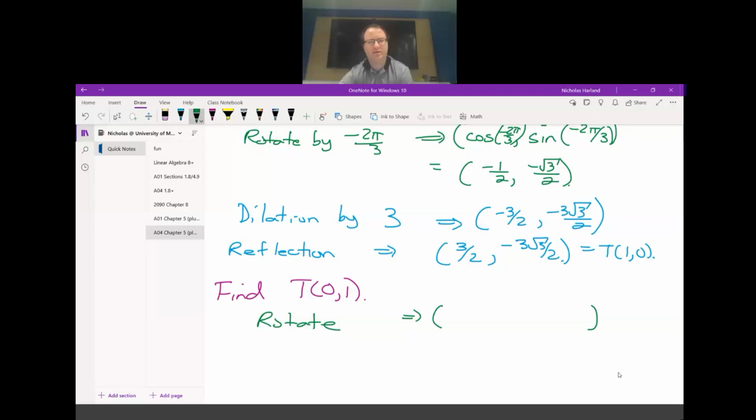Not quite. That was close. Yeah, the sine part would be negative. So negative sine theta. So if we're rotating by negative 2 pi over 3, we get y negative.